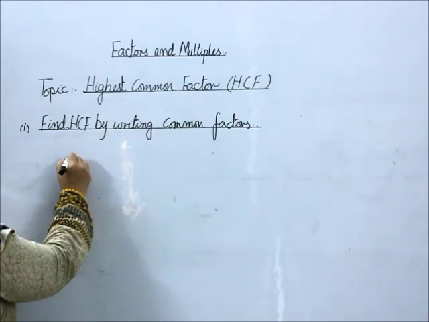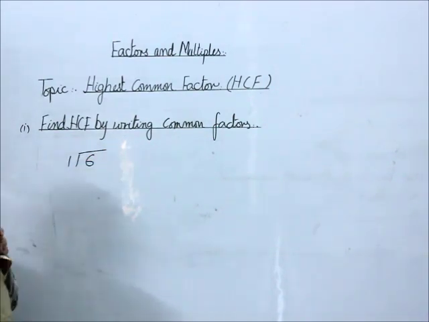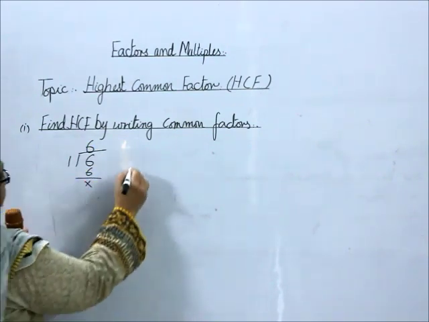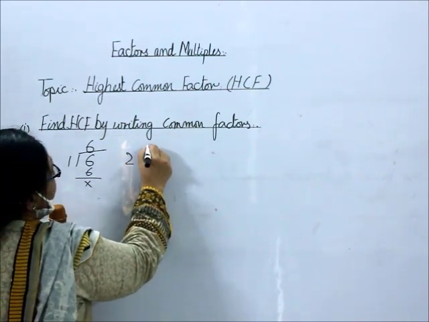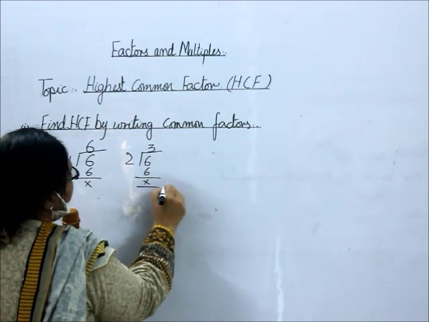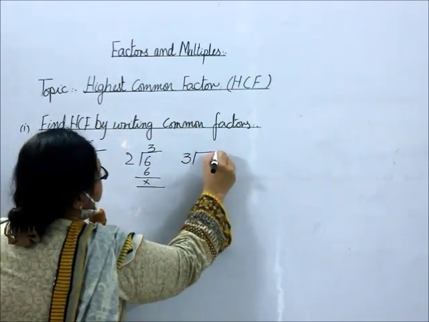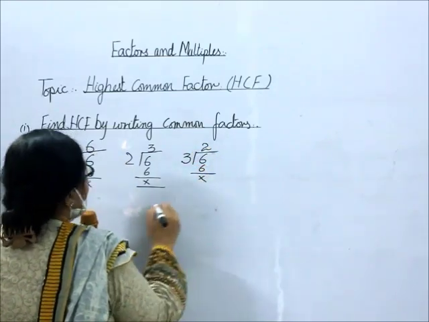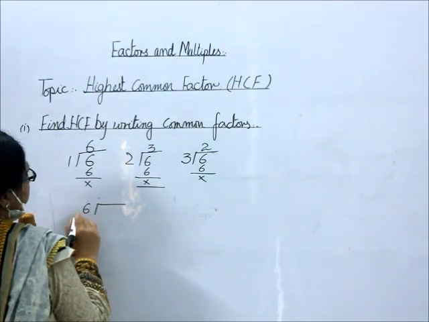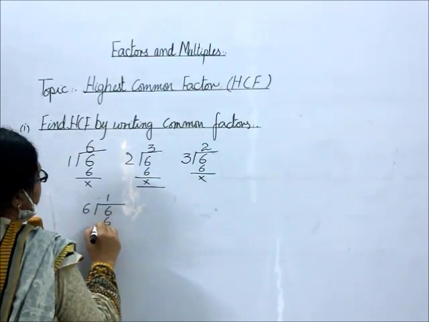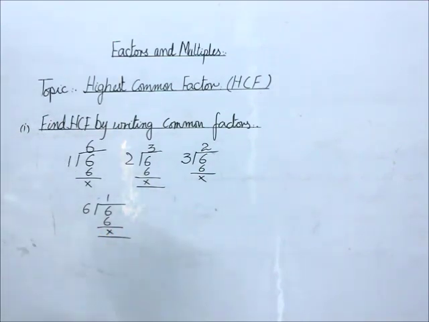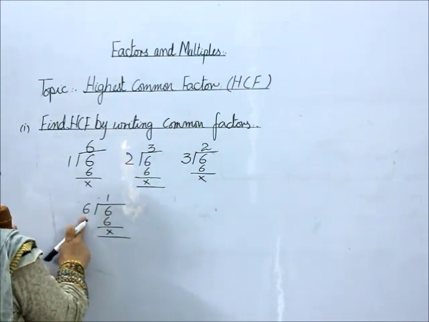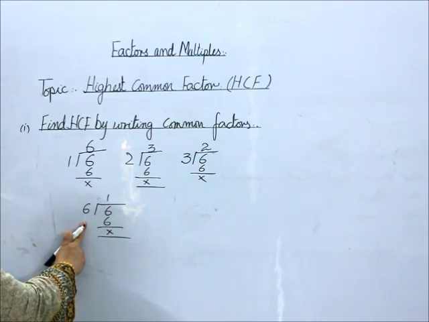Number 6 is divisible by 1. So let's check it by dividing: 1 times 6 is 6, so there is no remainder. Next we will divide 6 by 2. 2 threes are 6, again there is no remainder. Next we will divide 6 by 3. 3 twos are 6, no remainder. And last we will check it by dividing by 6. 6 ones are 6. Now you can see in all these division sums, these are the divisors 1, 2, 3 and 6. And these are the factors of number 6.